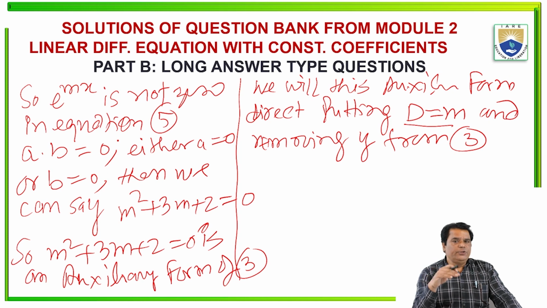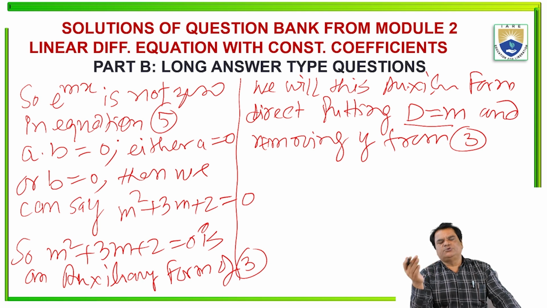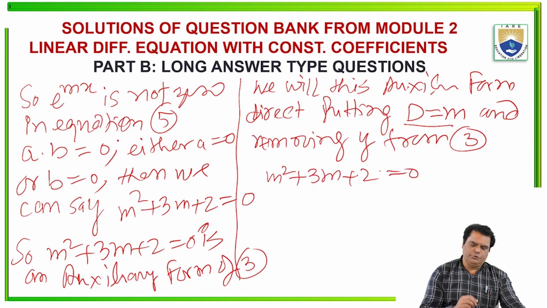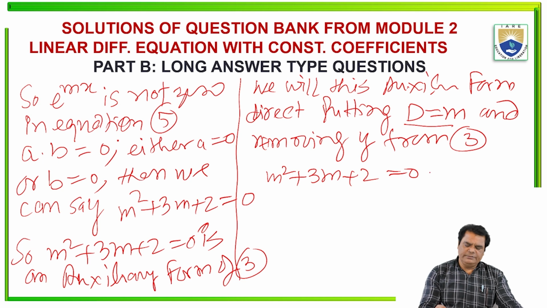But e to the power mx is our solution, so the solution is never 0. Then we can say that m square plus 3m plus 2 equal to 0. This is equation 6. Now factorizing this.